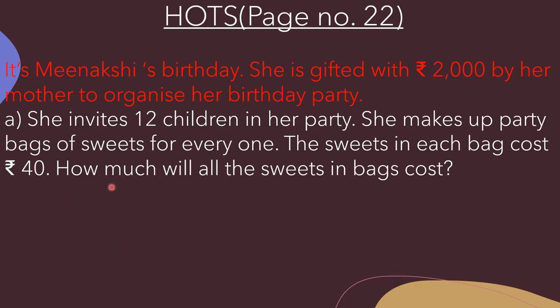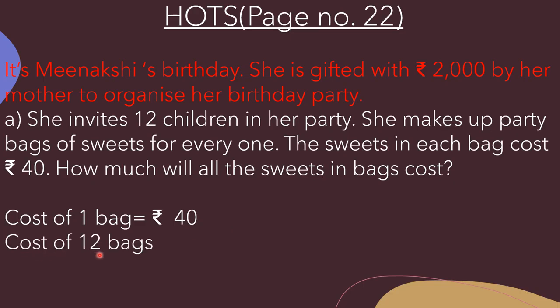So beta, when we are given the price of 1 and we want to find out for many, we will multiply. So here we will write that cost of one bag is equal to rupees 40, and now we have to find out the cost of 12 bags. For that we will multiply rupees 40 by 12. First of all we will write 0 here, and 12 fours are 48.